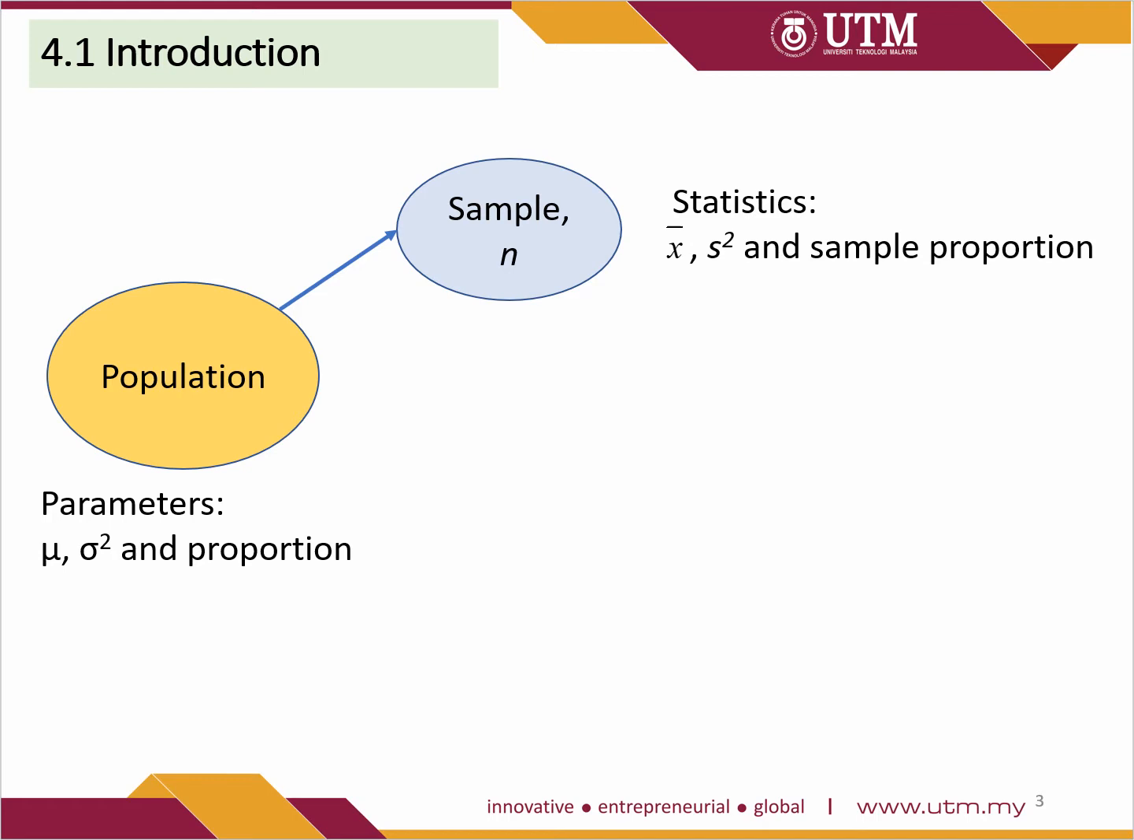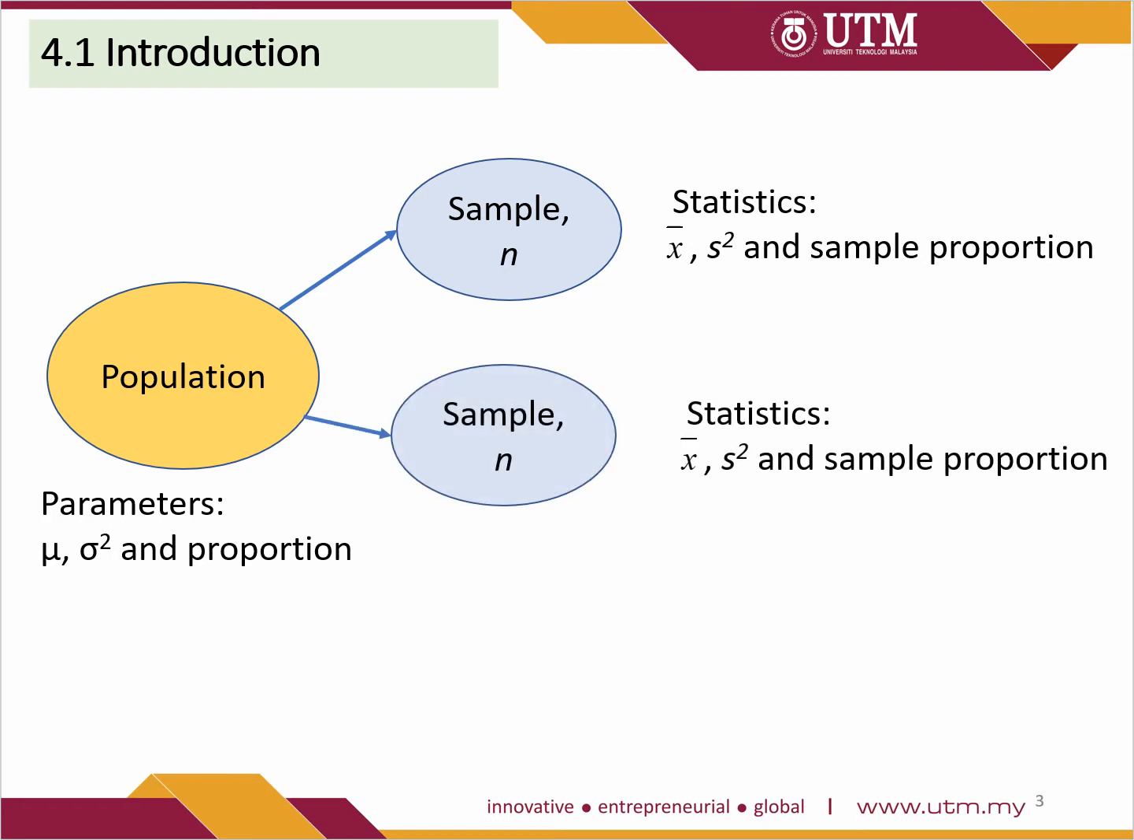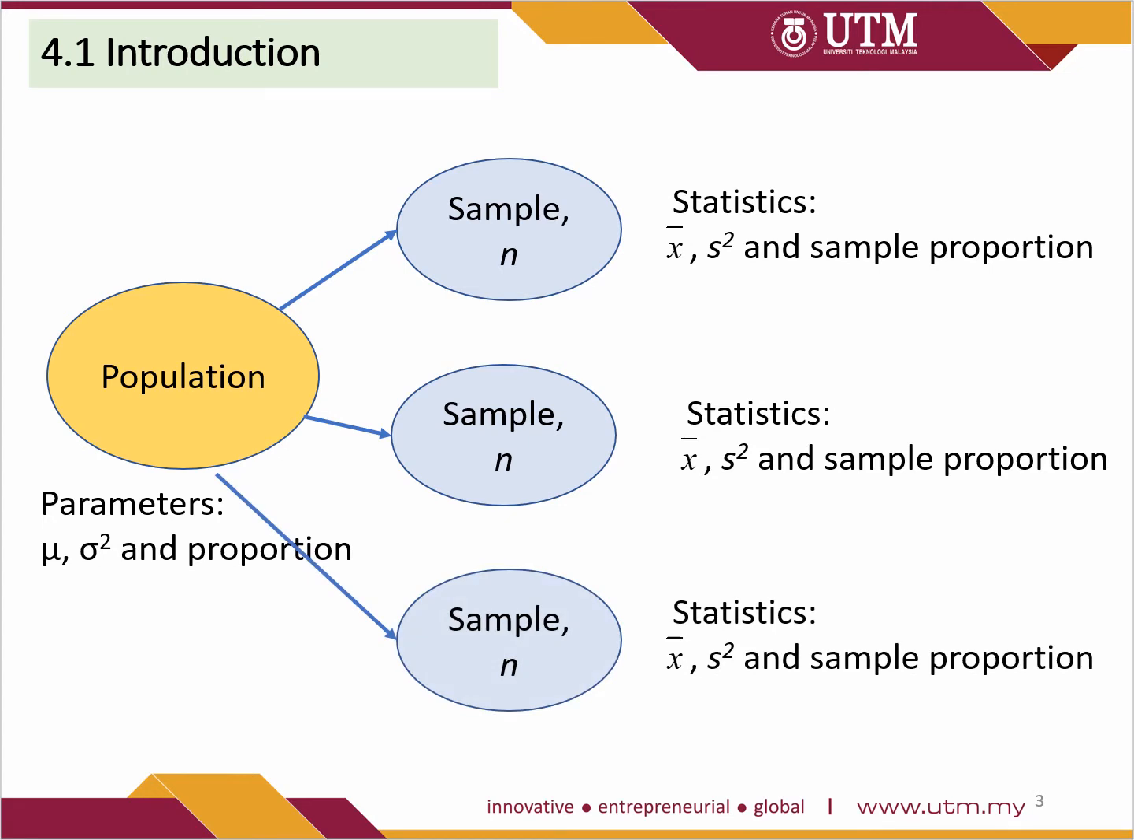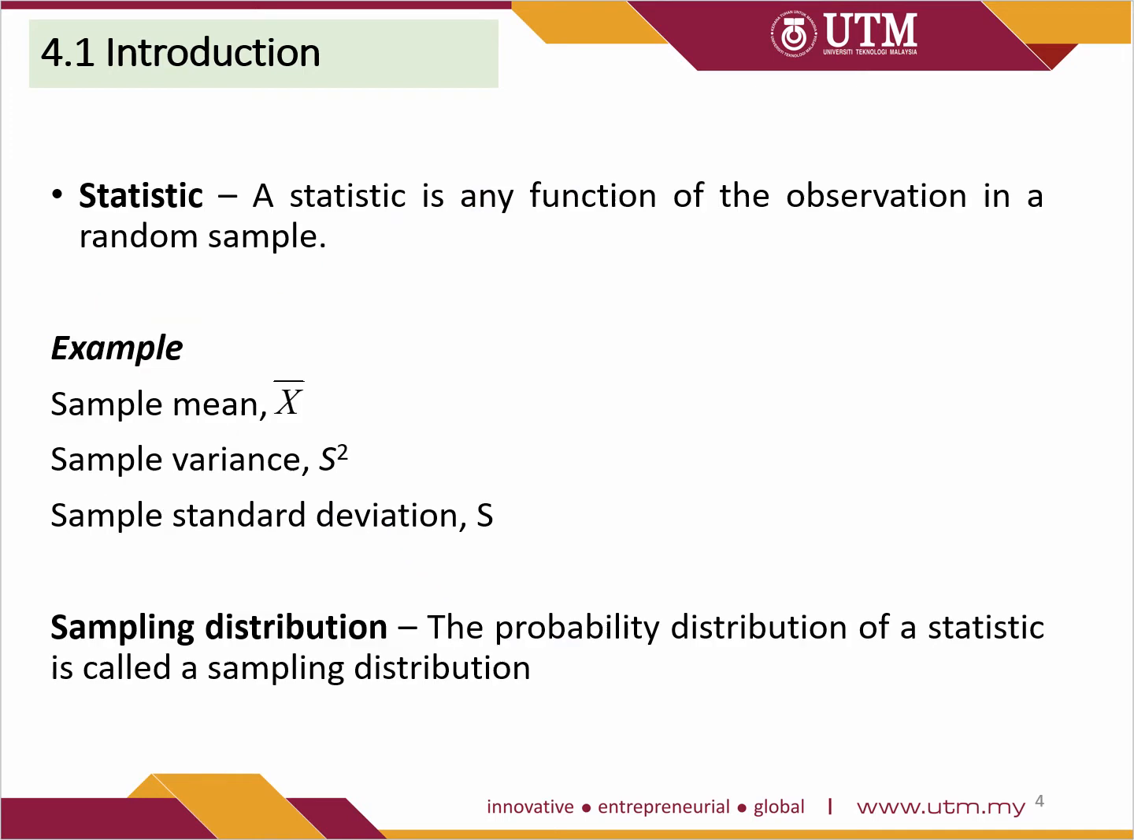So the value of mean that we get is used to make an inference concerning the true mean height of a student from UTM-KL. Okay, so since many random samples are possible from the same population, thus the mean, or the other statistic parameter, are expected to vary from sample to sample. So statistic is any function of the observation in a random sample. For example, we have a sample mean, a sample variance, and sample standard deviation.